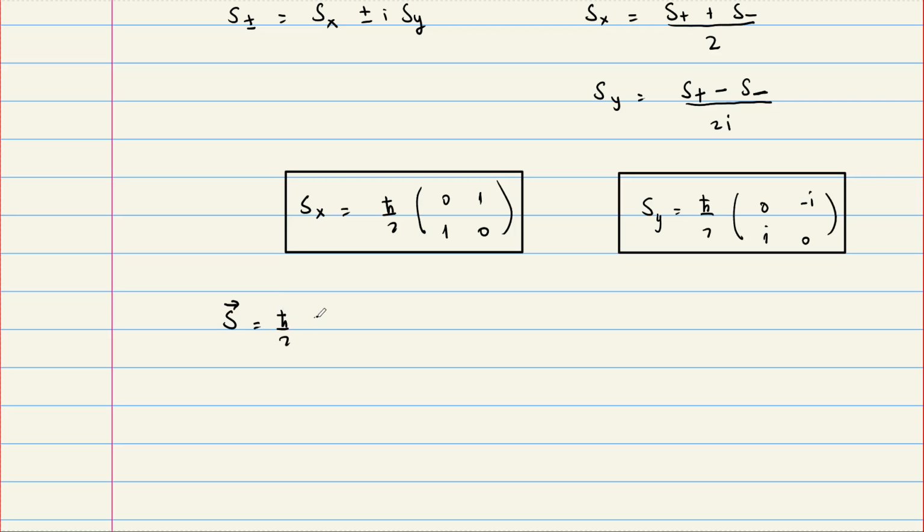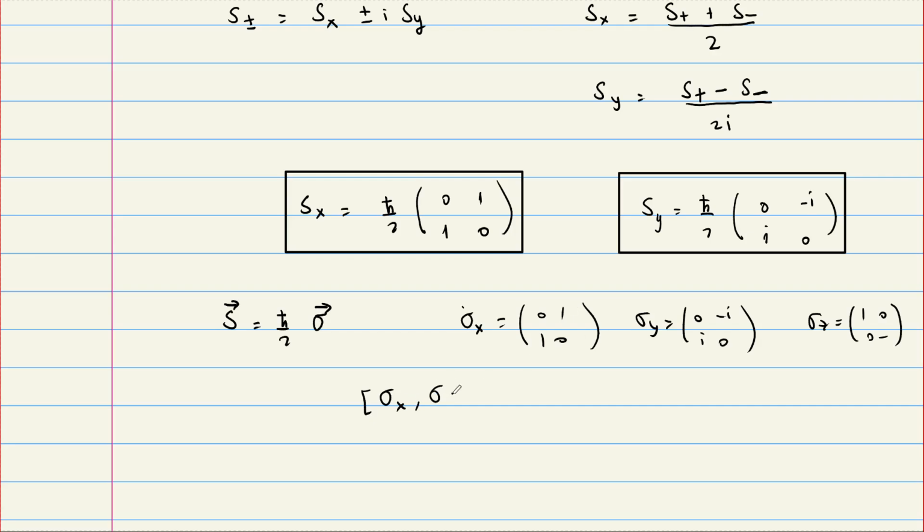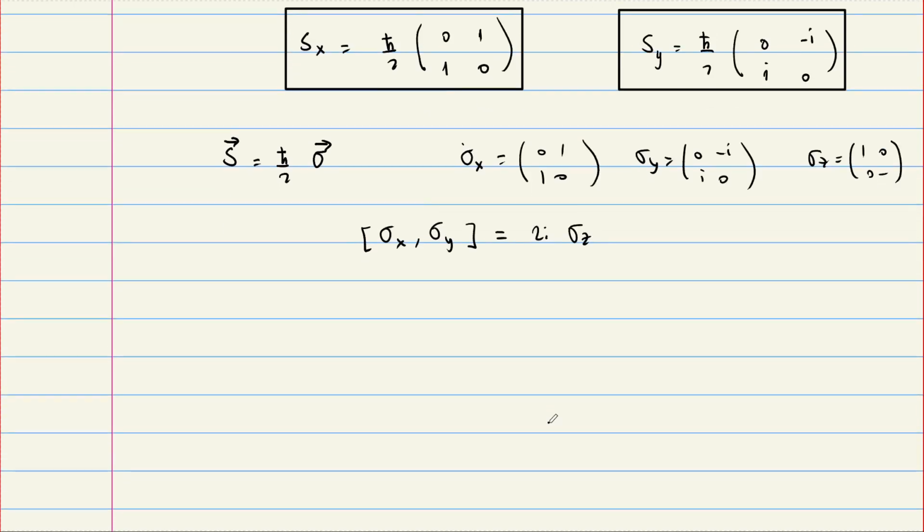Once you learn it, this spin vector can be written as h bar over 2 times the Pauli matrices, and there are 3 of them. Sigma x is 0, 1, 1, 0. Sigma y is 0, minus i, i, 0. And sigma z is 1, 0, 0, minus 1. And they have nice properties. For example, their commutator: you can check by multiplying these matrices, sigma x, sigma y commutes like this, 2i sigma z, and cyclic permutations, exactly like angular momentum.